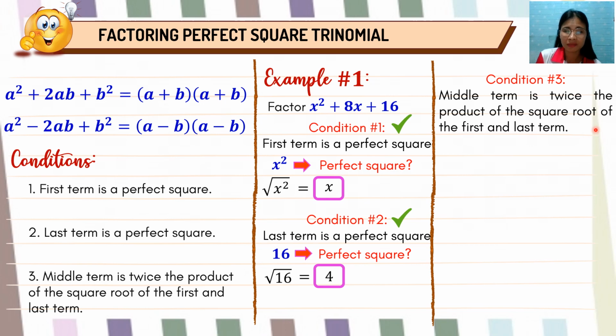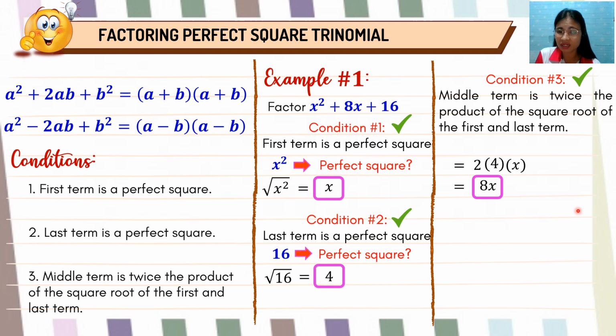Next, condition number 3. Middle term is twice the product of the square roots of the first and the last term. We have twice, meaning double or times 2. The square root of the last term is 4, the square root of the first term is x. So multiply 2 times 4 times x, and that gives you 8x. And since from our given trinomial, 8x is our middle term, condition number 3 is satisfied.